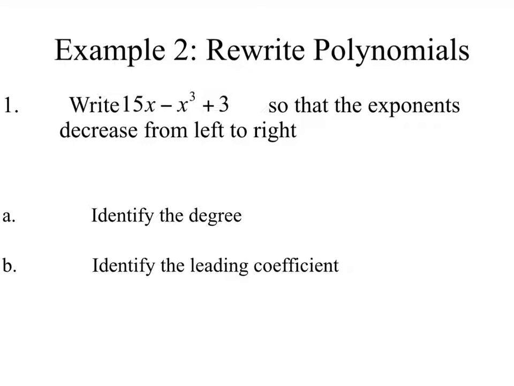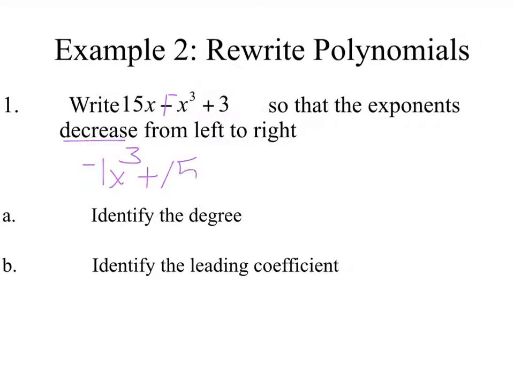So all we're looking at here is we're going to take this, which is known as a polynomial. This polynomial is made of 3 monomial pieces: the 15x, the negative 1x cubed, and the 3. Addition signs hook all of the monomial pieces together. We want to write it in order so that our exponents decrease from left to right. So we want the highest exponent first, so it's negative 1x to the third.